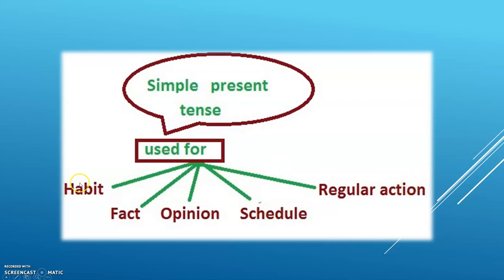Now, habit. I eat my breakfast every day. I go to school every day. Habit. Okay. Fact. The earth rotates around the sun. It's a fact. Opinion. I think you are a good boy. Schedule. I go to school. Okay, that's a regular thing. Regular action. You can say what? I play football every day. Regular action. These are all under simple present tense. Clear?